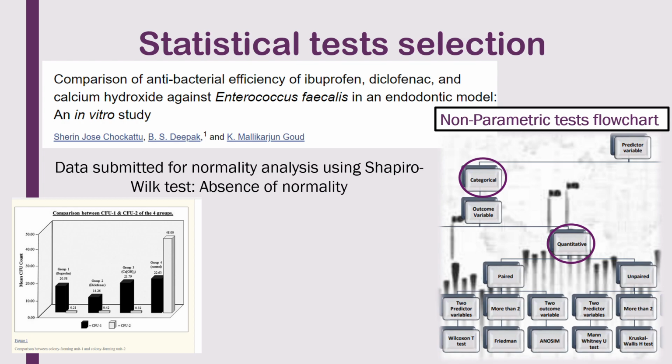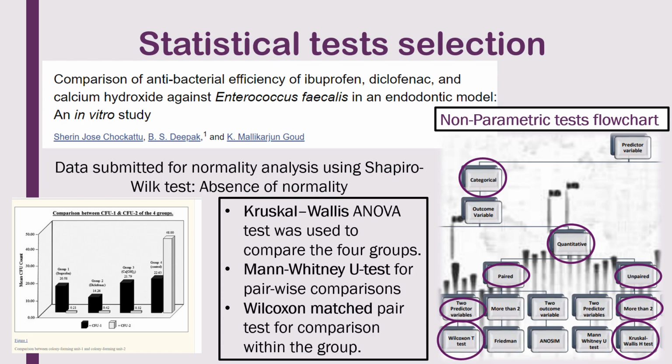For our observation type, their aim first was to compare the 4 groups to each other, so our data is unpaired and there are more than 2 groups, so they should select the Kruskal-Wallis test. As a secondary aim, they want to compare within one group, for example, the ibuprofen, the CFU before applying the ibuprofen and after applying the ibuprofen. So here we are dealing with paired data and 2 variables, one before and the other after within the same group. So Wilcoxon should be used, and that's actually what the author did.